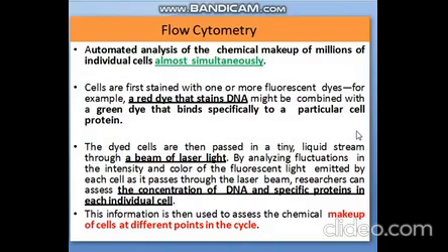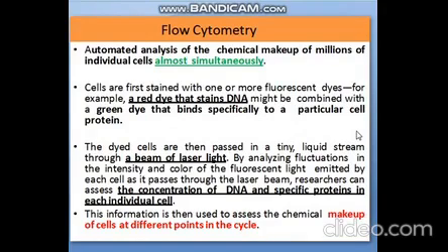The first step is that the cells will be stained with one or more fluorescent dyes, and we have different dyes for the DNA and different dyes for the proteins. These dyes are added to the mixture of cells. The cells are then passed through a liquid stream through the beam of laser light. The cells pass and the beam of laser light crosses them. By analyzing the fluctuations in the intensity and colors of the fluorescent light emitted by each cell as it passes through the laser beam, it will be captured.